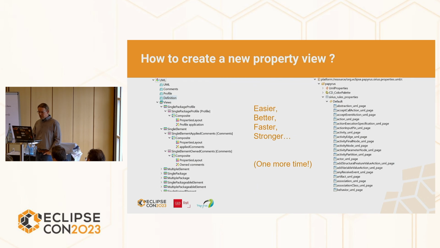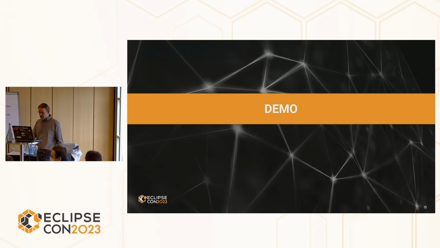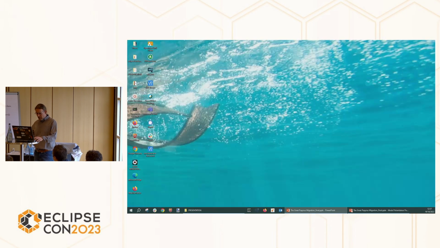For property views, on the left, you have the old version of Papyrus defining tabs, views, and at the end, elements and properties of the property views. And on the right, you have the new version based on Sirius EEF property views. So now I will show you some demos.